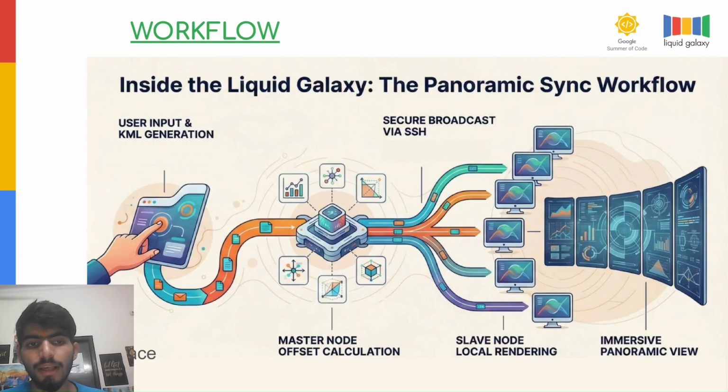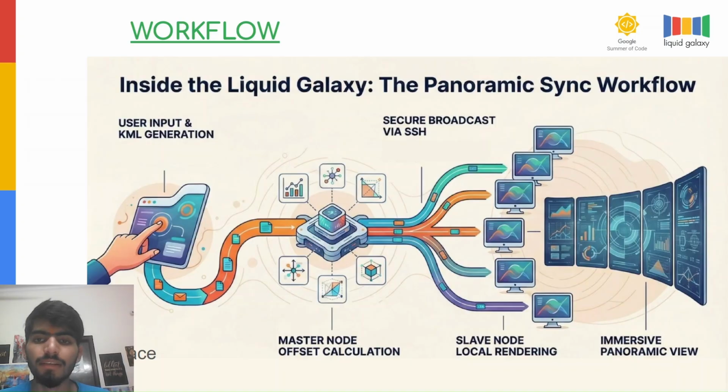You can see that as the user clicks, the data moves to our master. The master does the offset calculation. In this we will be studying how the master is adjusting the position of each screen, and the calculations for the camera angle, the roll and pitch the master is doing, and all the calculations which will be provided to the slaves further, so that there will be synchronization between the master and our slaves.